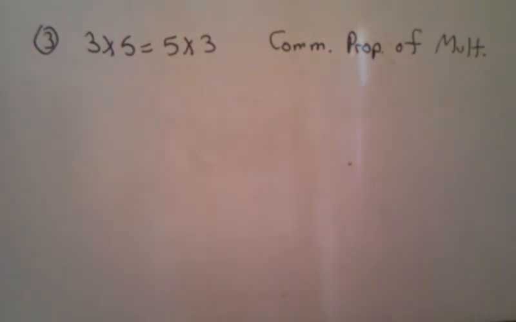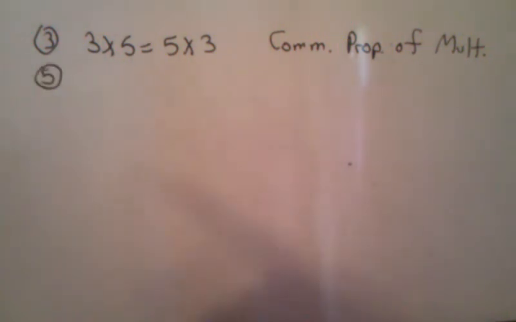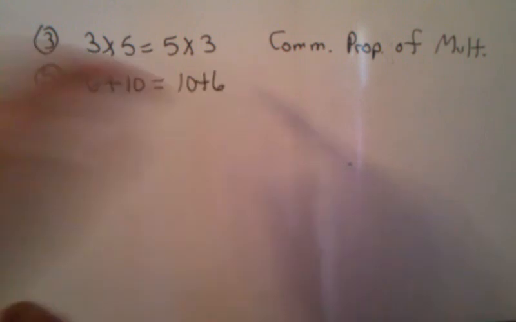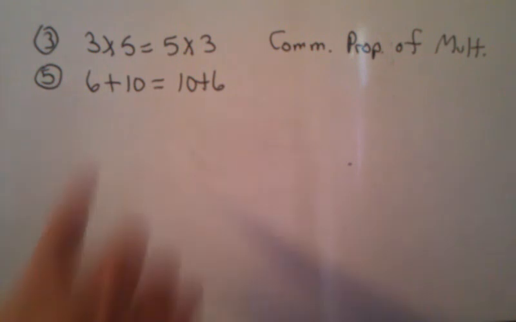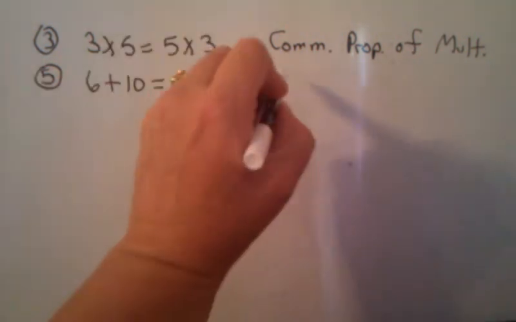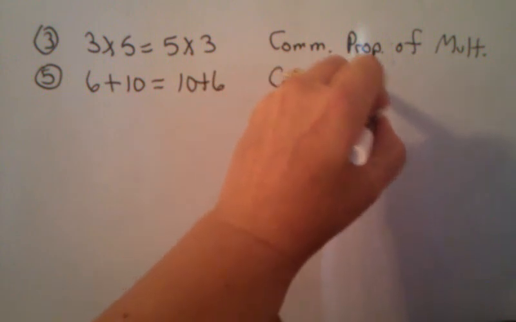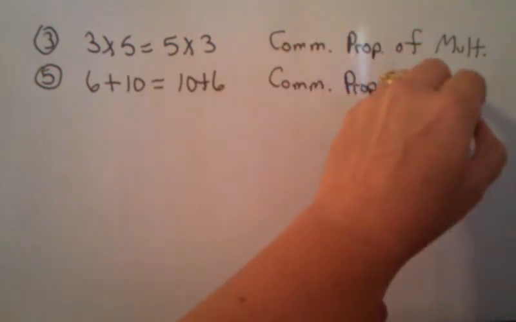Let's try another one. Remember to stop the tape and answer the question and then compare it with mine. All right, which property does this represent? Well, if we look at it, all we did was change the order, so here we go. It's the commutative property again. Commutative property of, we added this time, so this one's of addition.